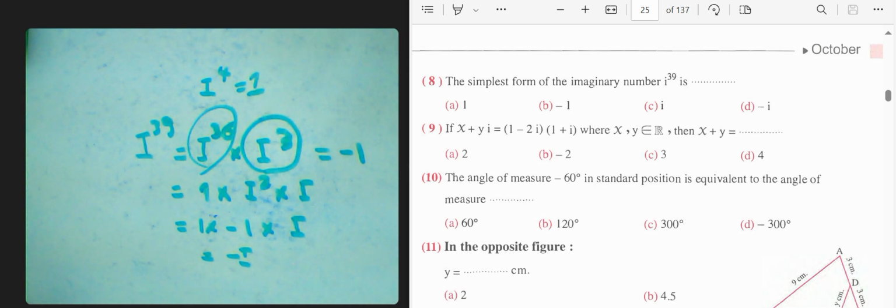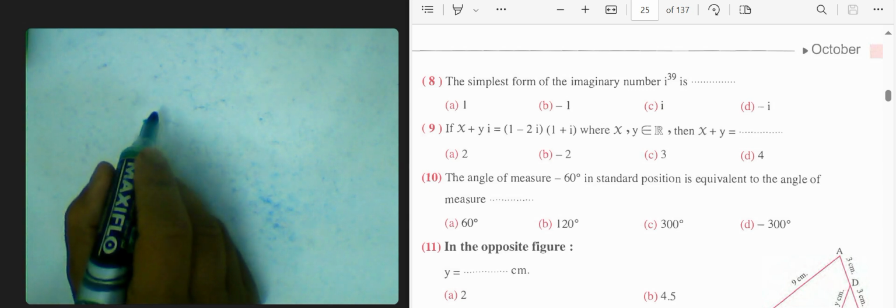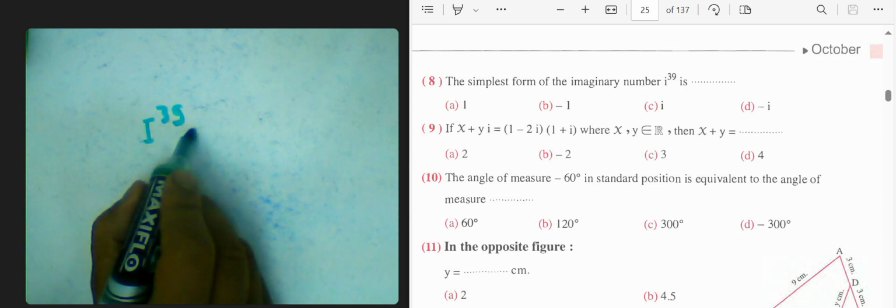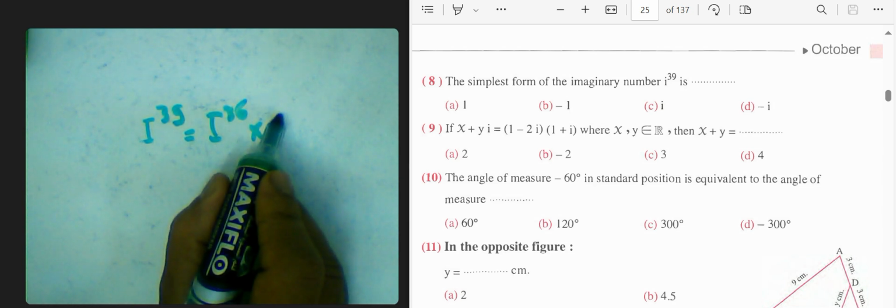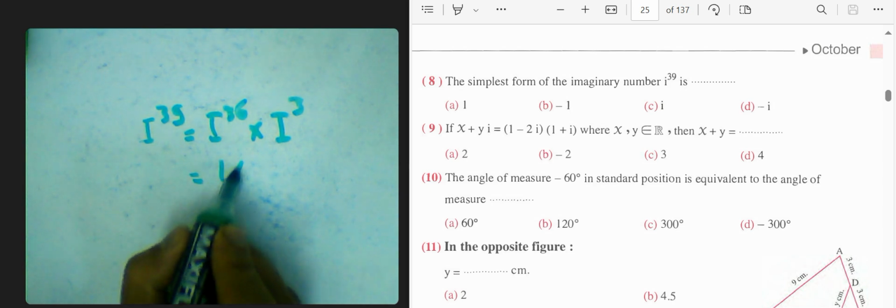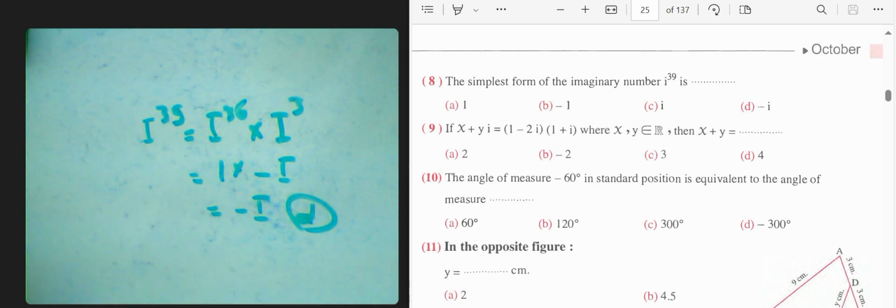Choose letter B about this example. Okay, the result about question number 8. Choose letter D, negative i. Again, i power 39, I solved it. It will be i power 36 product by i power 3, and here it will be 1 and negative i, so the result will be negative i. Okay, choose letter D.